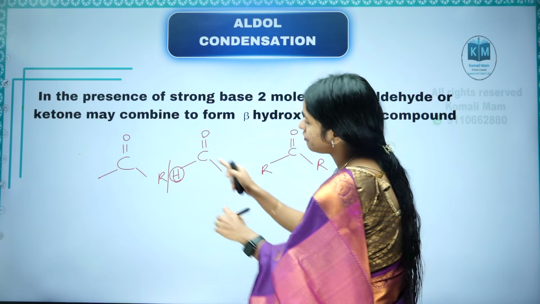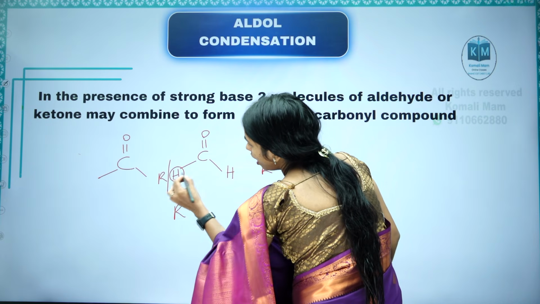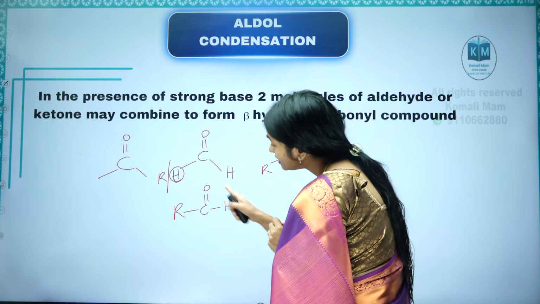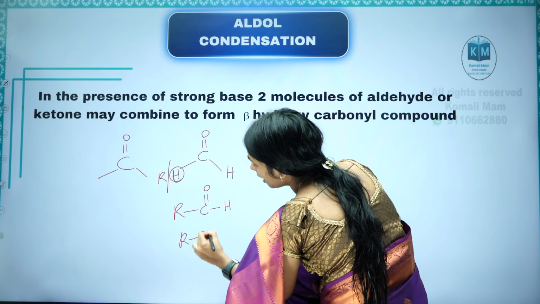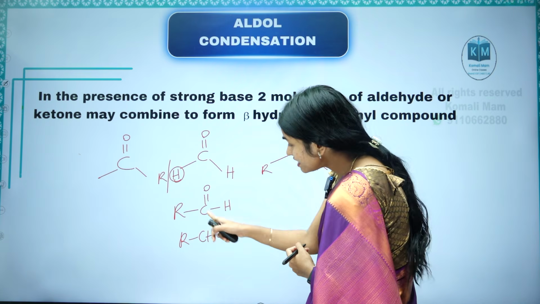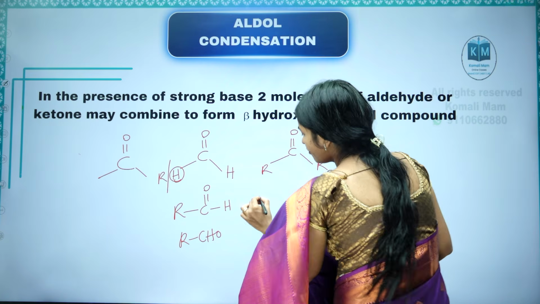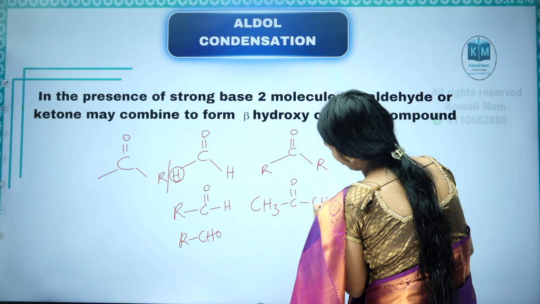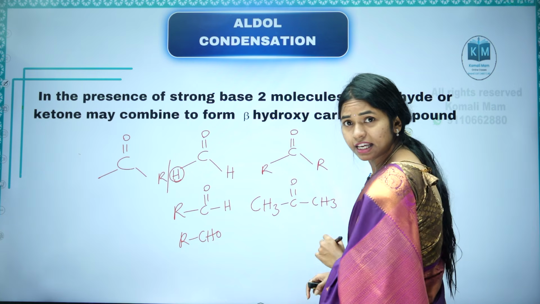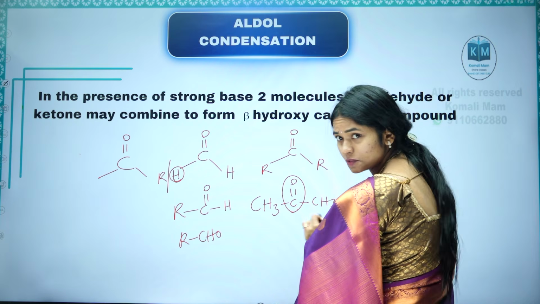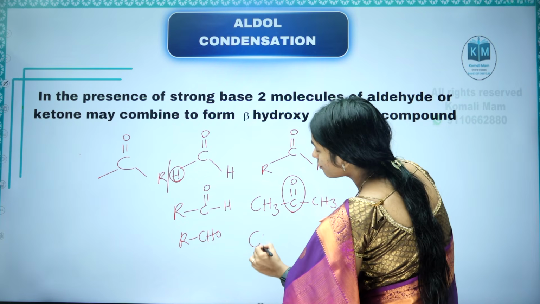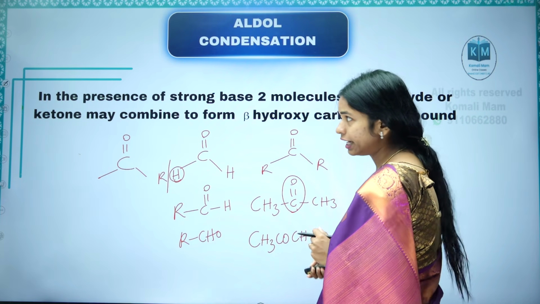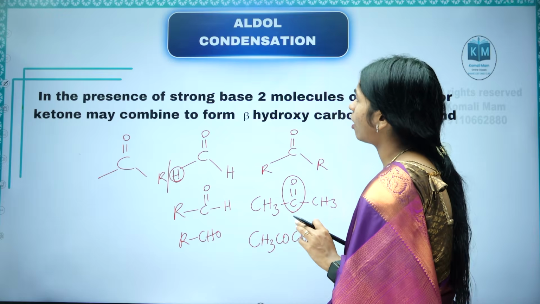So this is, for example, RCHO: R, C double bond O, H. This is an aldehyde. Instead of writing it like that, I am going to write RCHO. This and this are both the same. For example, CH3, C double bond O, CH3 is a ketone, because around the carbonyl group two alkyl groups are there. I will also write it as CH3, CO, CH3. This is also a ketone. In a short time, we will see aldol condensation.